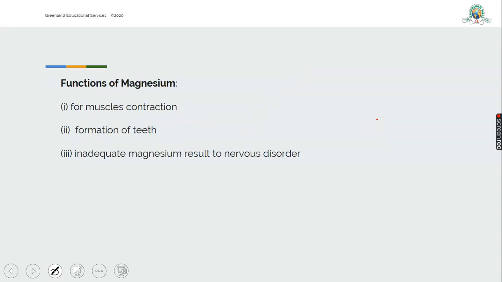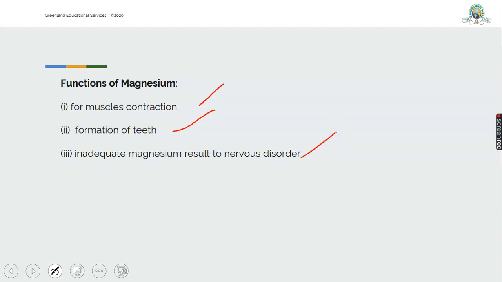Magnesium, another important material that must be present in our meal. Magnesium is necessary for muscle contraction. Also assists in formation of teeth. Inadequate magnesium will result to nervous disorder.